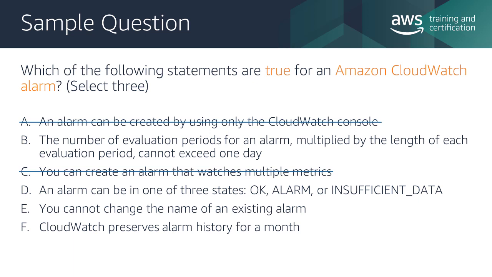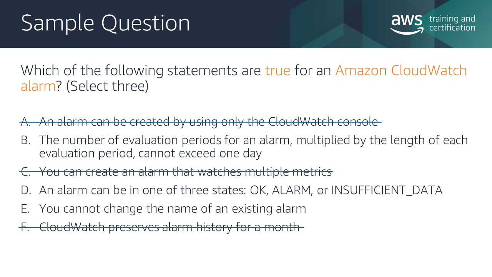Let's see. What about option F? CloudWatch preserves alarm history for a month. This is where you really need to know the structure of CloudWatch. CloudWatch preserves alarm history for 2 weeks, not for 4. All right, that leaves us 3 choices. Let's go through and make sure we're happy with them.